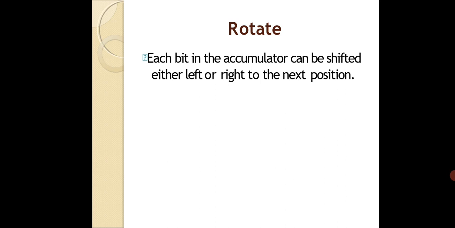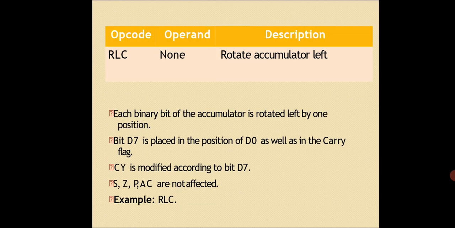The next is the rotate. Each bit in the accumulator can be shifted either to the left or the right to the next position. So the first instruction of the rotate is RLC, rotate accumulator left. This is a single byte instruction. It is used to rotate each binary bit in accumulator to the left by one position. Bit D7 is placed in the bit position D0 as well as in the carry flag. So no flags other than the carry flag are affected.